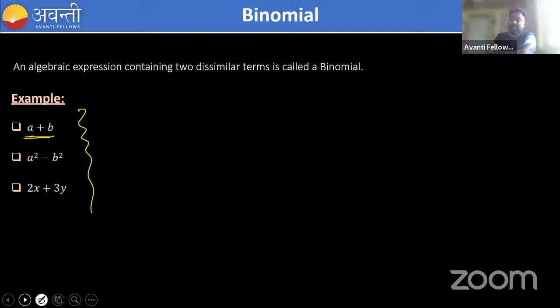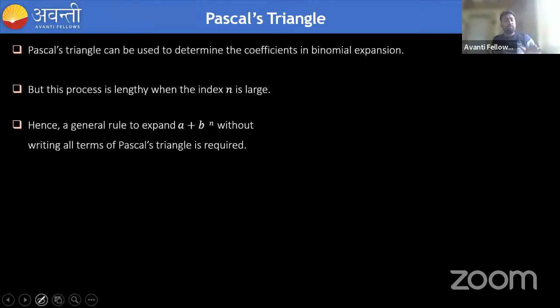Then this is about binomial, and now we'll learn what Pascal's triangle is. Pascal's triangle is a lengthy method to find the coefficients of an expansion. Pascal's triangle can be used to determine the coefficients in a binomial expansion. Before going through the binomial theorem, we'll see how to find the coefficients of a binomial expansion by using Pascal's triangle, right? It's a lengthy process.